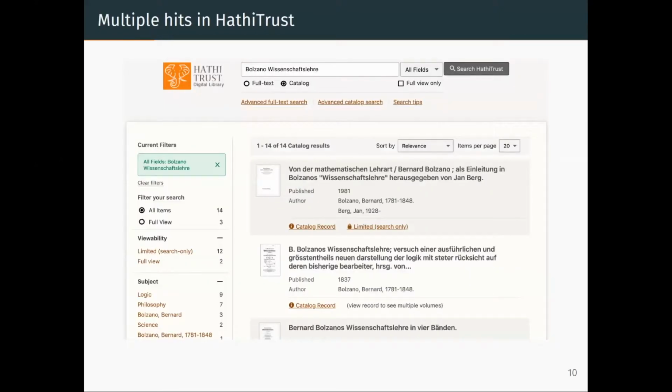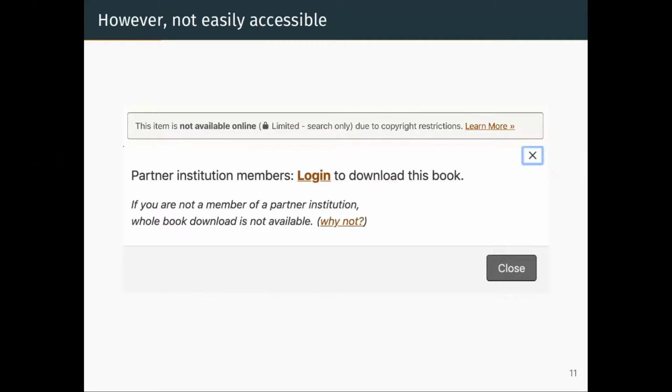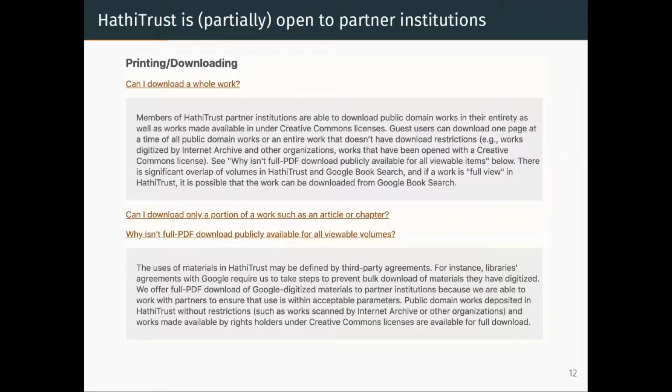Then you go to HathiTrust and you feel a lot happier because you have more hits. The data is much cleaner, so it's much easier to find things. Then you have this problem. It's totally open source, so everyone should have access. And even the HathiTrust libraries agree that everyone should have access. So you look, and it says the use of material in HathiTrust may be defined by third-party agreements. For instance, libraries' agreement with Google requires us to take steps to prevent bulk download. Means no luck.